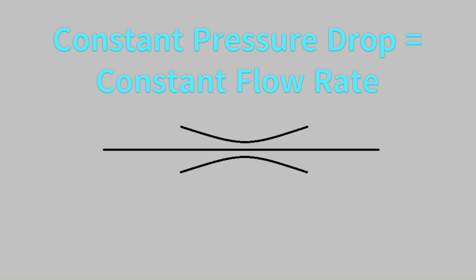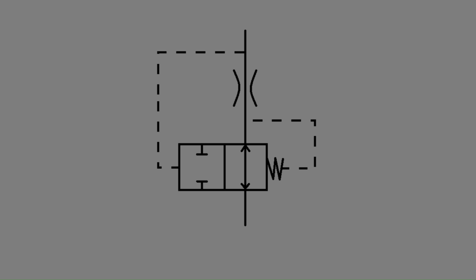This all seems pretty basic, but what it means for us is that if I can maintain a constant pressure drop across an orifice, I can maintain a constant flow rate as well. And that is exactly what a pressure compensator does. Let's take a look at the schematic to see how this is done.